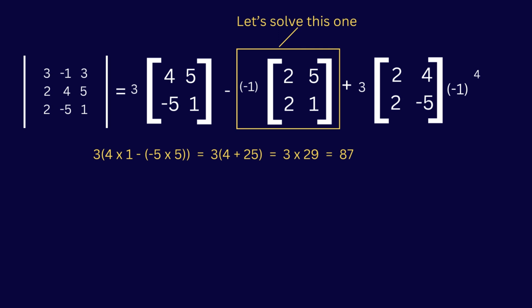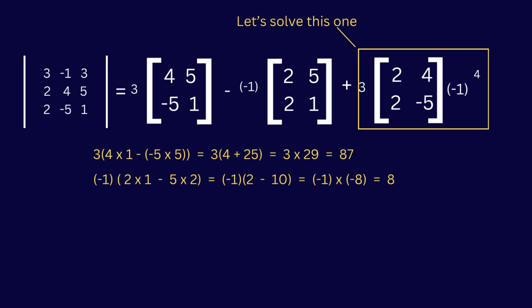Now solve this one. Negative 1 times the determinant of the matrix with elements 2, 5, 2 and 1. To find the determinant, multiply 2 by 1, then subtract the product of 2 and 5. This gives us negative 1 times the quantity of 2 minus 10. Simplifying, we have negative 1 times negative 8, which equals 8.